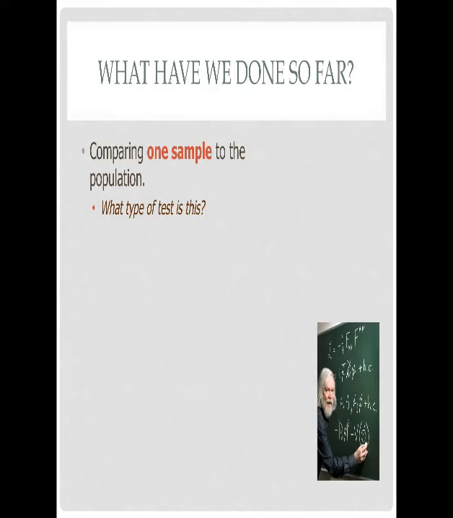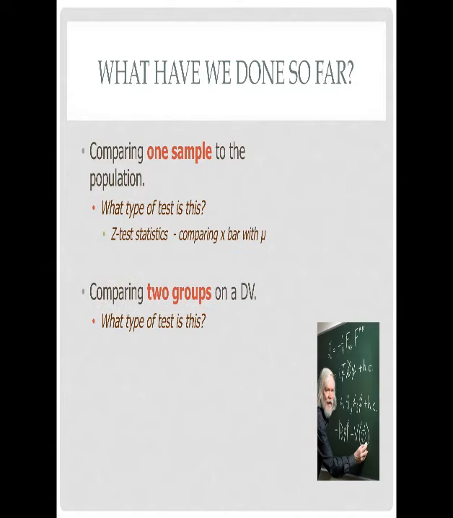So far, what have we done? We have compared one sample to the population. And do you remember what test we do for that? Remember, we have one sample and we are comparing that to the population mean. That is going to be a one sample z-test statistic, okay? All right, how about this one? Two groups and you're comparing them on a dependent variable. What kind of test is that? This is what we recently covered, so that is going to be a t-test, remember?